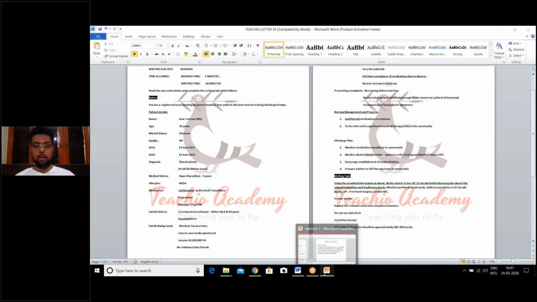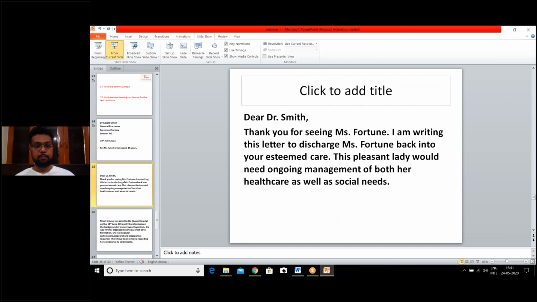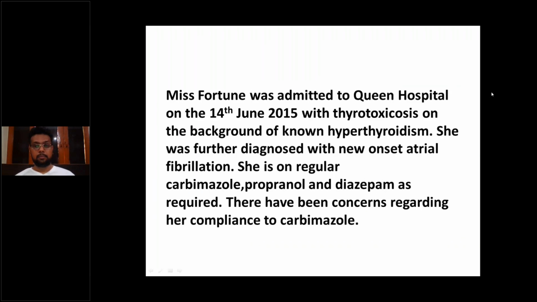Okay, this is how our answer looks like. Now, the past history of the patient will be given. Miss Fortune was admitted. Now, the history of Miss Fortune would be given, starting as to when she was admitted and what was the diagnosis. In the second paragraph, you have to write the date of the admission of the patient and the diagnosis made at that time.